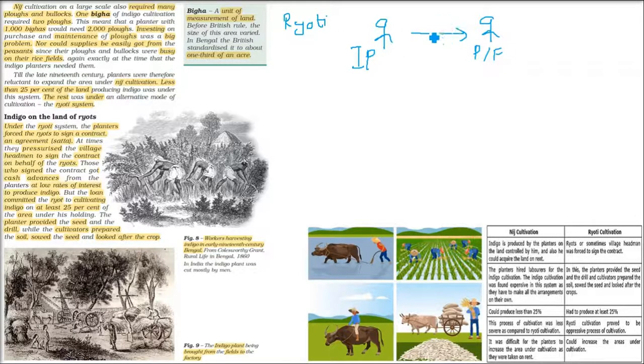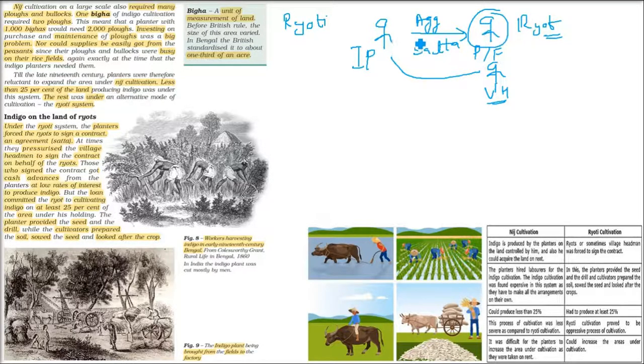So the indigo planters forced them into an agreement. The agreement at that time was called Satta. So Satta was a contract agreement between the planter and the Rayathi, that is the farmer. Sometimes the farmer wouldn't agree, so they would force the village headman to sign the contract on behalf of these Riots. So they would have an agreement with, if not the Rayat, then the village headman. So this is Riots. That is why it is called the Rayathi system.